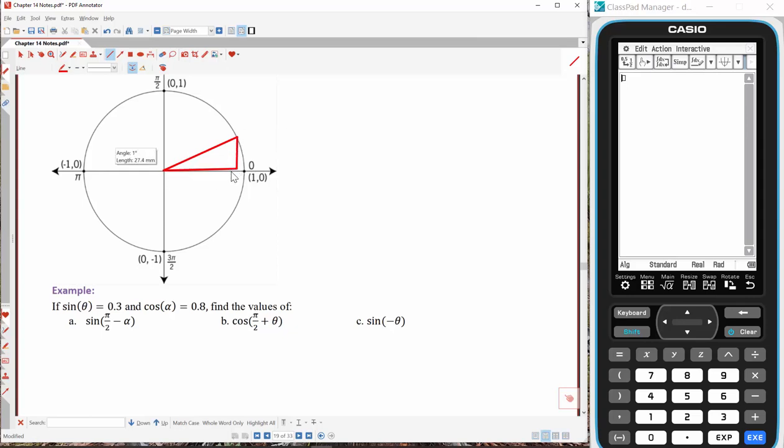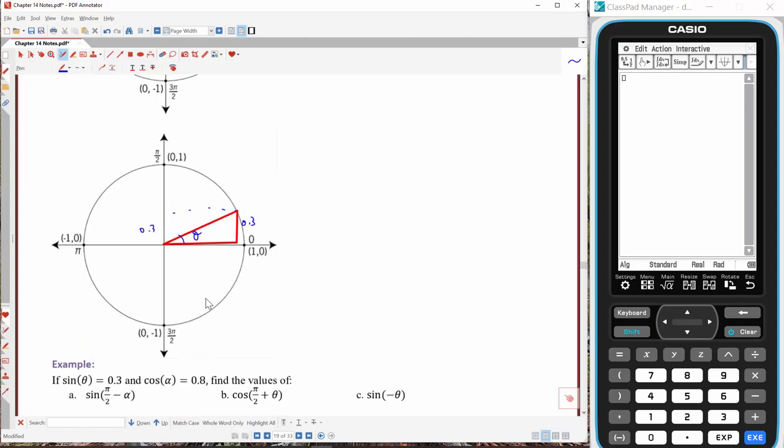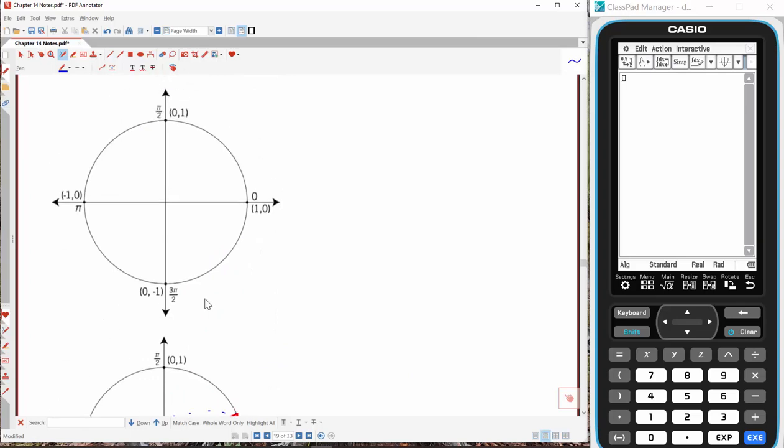Okay, so there would be our triangle, and let's just mark it. So that would be theta, and that is 0.3 because that matches up with that 0.3. Okay, and cosine alpha equals 0.8. Let's draw that one as well. So there's roughly 0.8. Okay, and that is alpha.